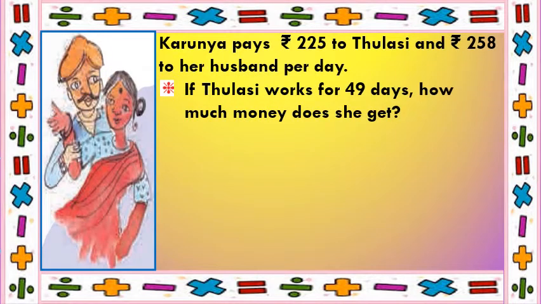Children, this is Tulasi and this is her husband. Both work with Karunya. Karunya pays rupees 225 to Tulasi for 1 day and rupees 258 to her husband for 1 day. Now the question is, if Tulasi works for 49 days, how much money does she get?